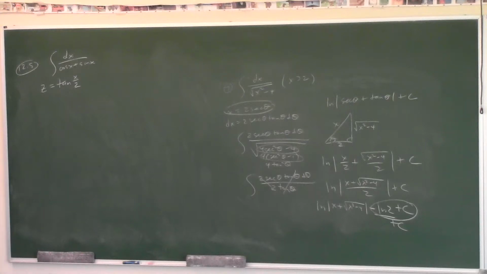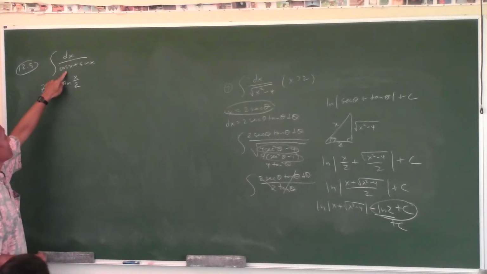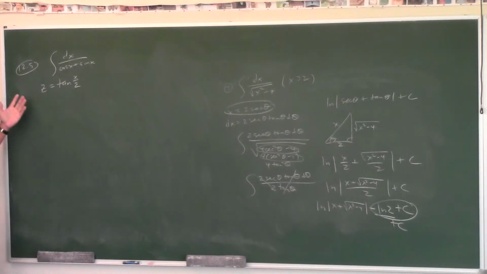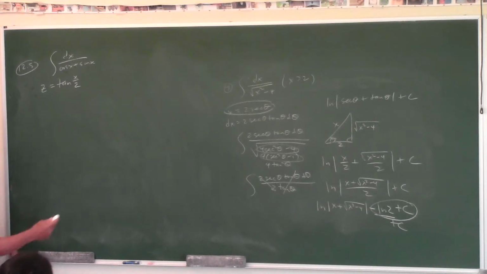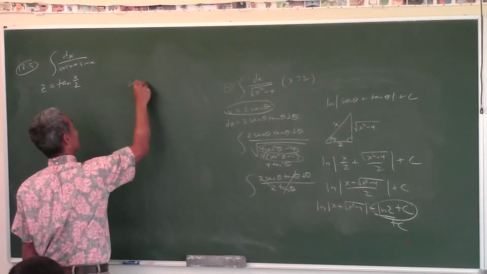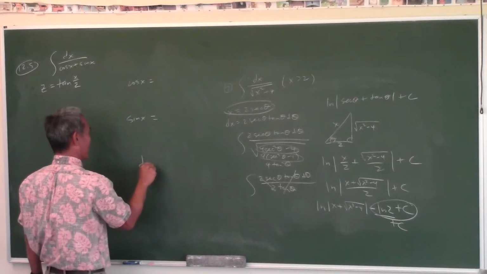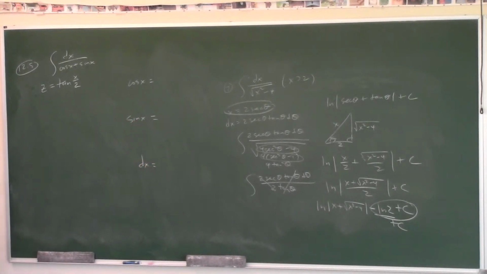Okay, so what do you do with this? Well, we need to substitute something for cosine x, sine x, and dx. That's what has to happen. So, using this substitution, we need to derive formulas for cosine x, sine x, and dx. Now, to do that, all you gotta do is use some trig identities.